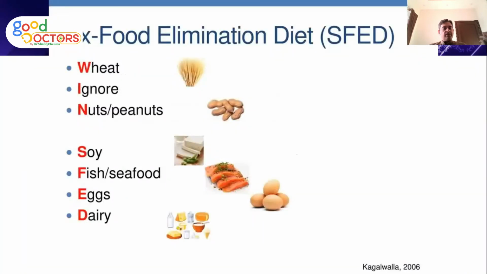This is one of the mnemonics which has been created to remember these 6 foods: SFED, WIN. Soy, fish, seafood, egg, dairy, wheat, and obviously nuts.